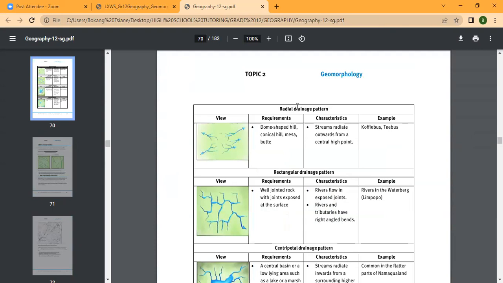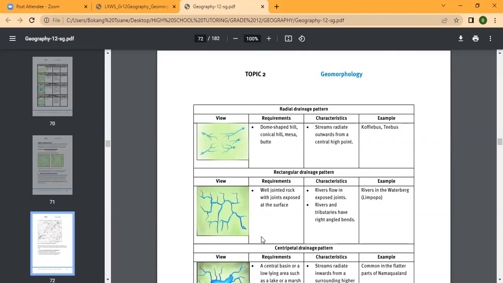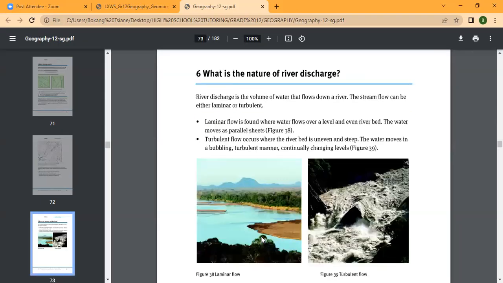And then we have river discharge. So river discharge is the difference between laminar and turbulent flow. I did say that laminar flow is more of a calm flow, whereas turbulent is rough. If we look into the textbook, there's a good explanation of the two. A laminar flow is found where the water flows at a level that is even to the riverbed. And the turbulent flow is found where the riverbed is uneven and steep, so the water moves in a turbulent manner.